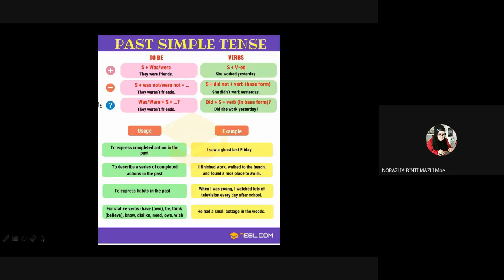Second form would be negative. Negative ni apa? Bila mereka bukan. So you say was not or were not. Okay, so for example here, they were not friends. Here, she did not work yesterday.